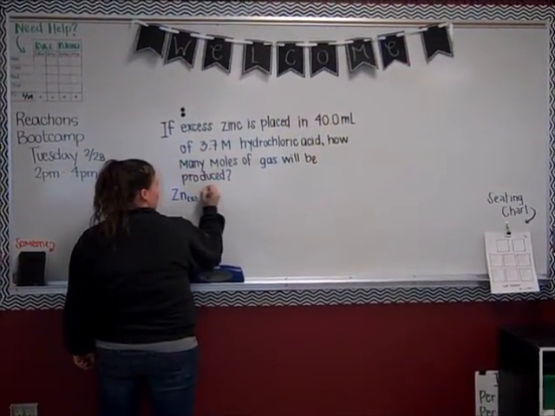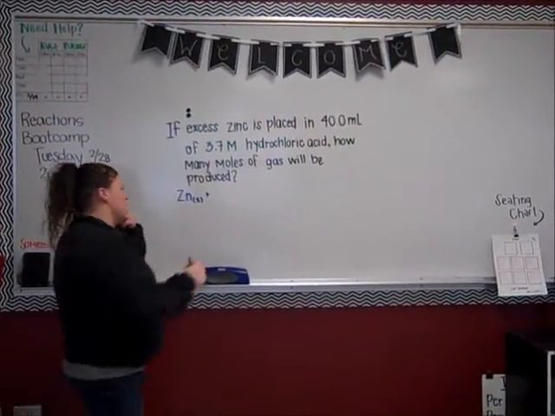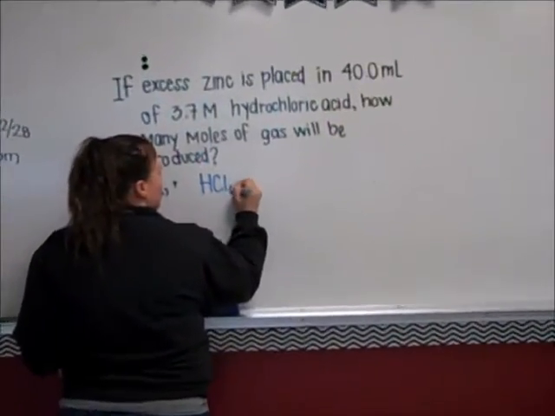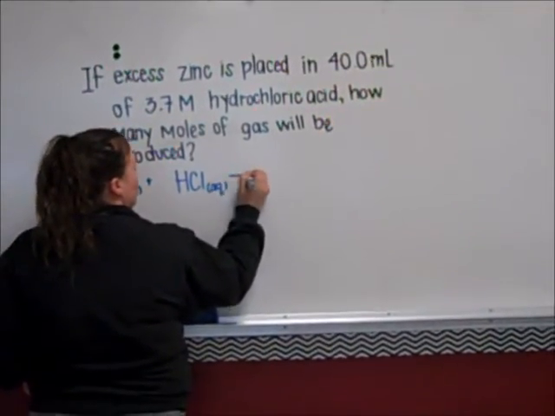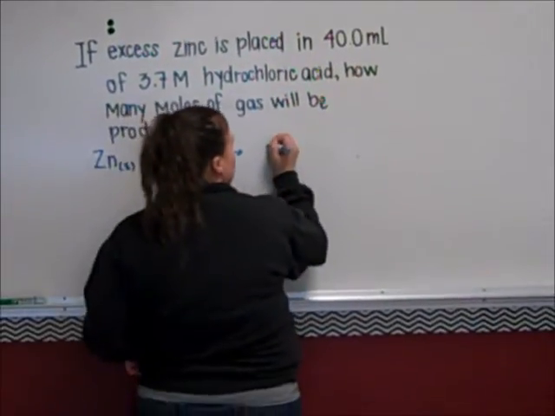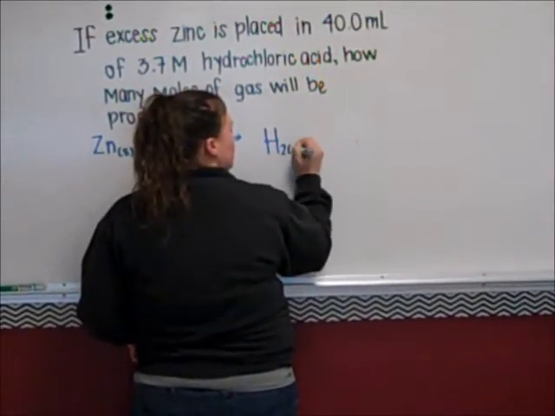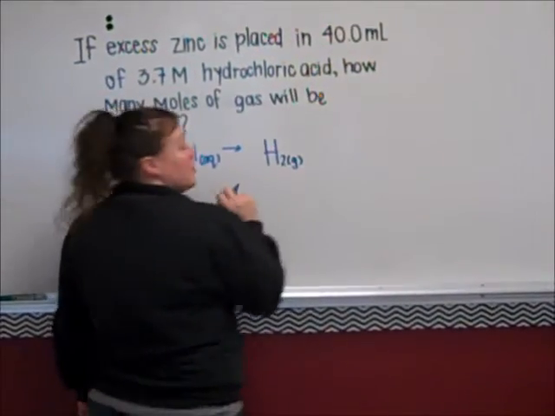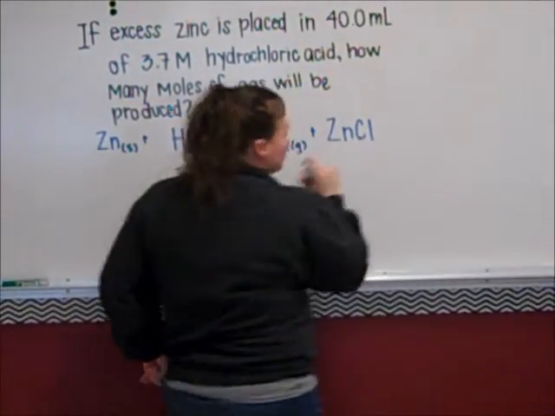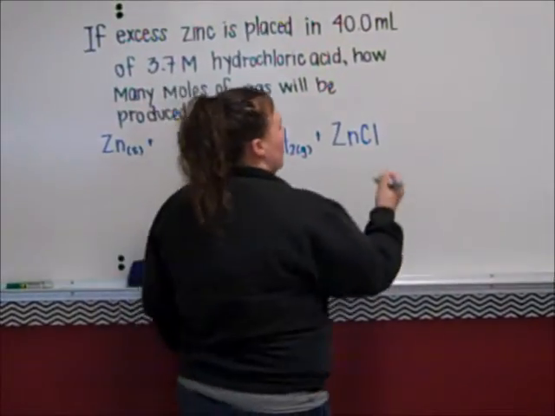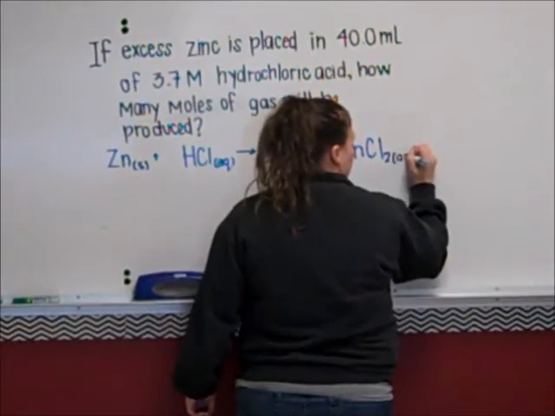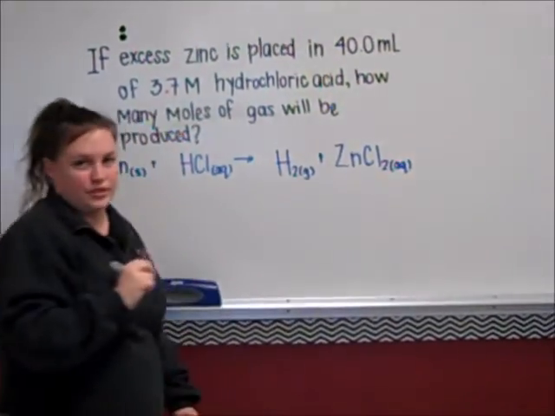First, with any stoich problem, we need to write a balanced chemical reaction. We've got solid zinc, and I'm mixing it with hydrochloric acid, which is an aqueous solution. Because this is a single displacement reaction, the zinc and the hydrogen will trade places, and we'll get hydrogen gas produced, which is H2, and then zinc chloride. Remember, while zinc is a transition metal, it is one of our transition metals with a common charge. So it's ZnCl2, and this will remain an aqueous solution.